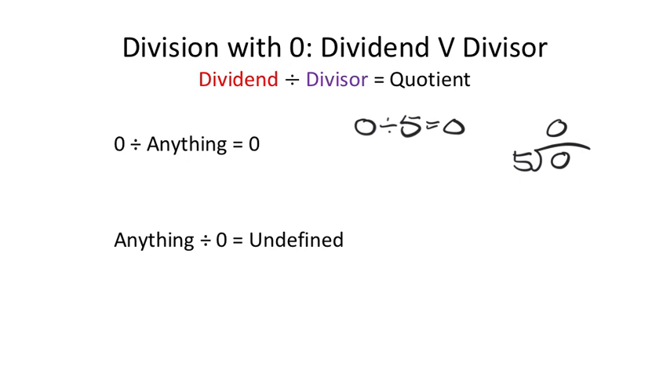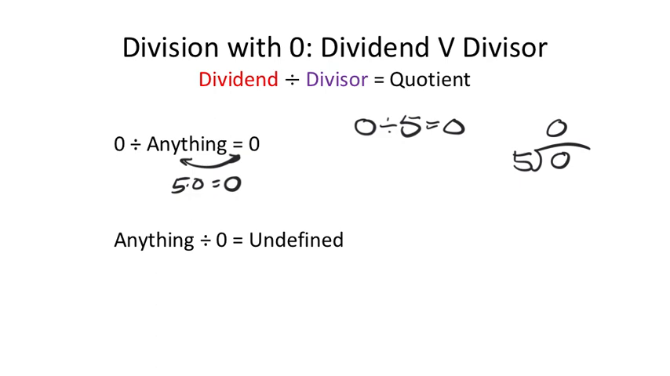The other way to do this is to use a fact family where you take the dividend and the quotient and show that you can take those, which would be 5 times 0. 5 groups of nothing is still nothing, like this.